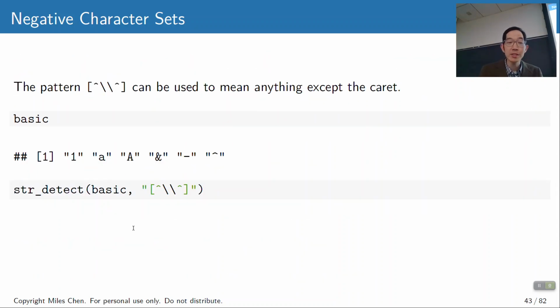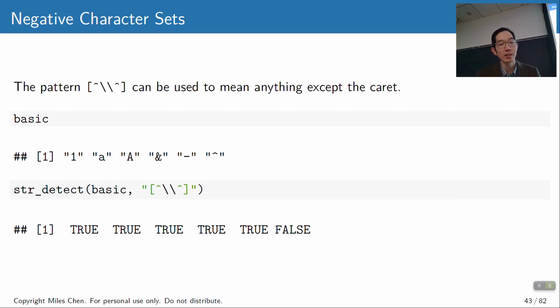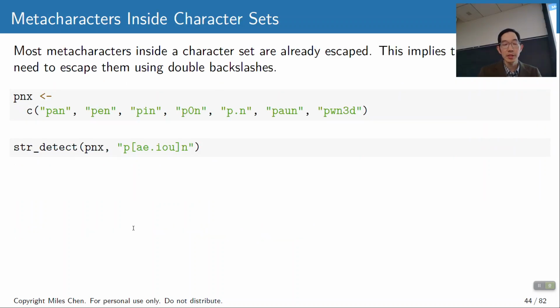We said the caret is used to define negative character sets. And so two carets inside square brackets, or a caret followed by an escaped caret, would indicate anything but the caret. Characters inside the character set other than the dash, and other than the caret in the first position, would be their literal version of themselves.